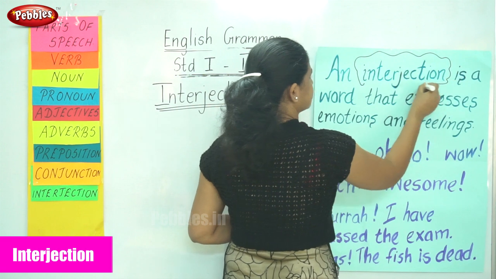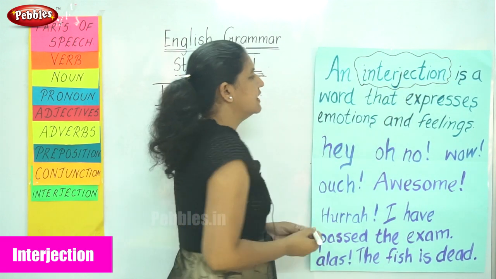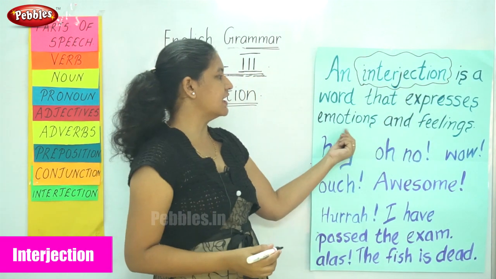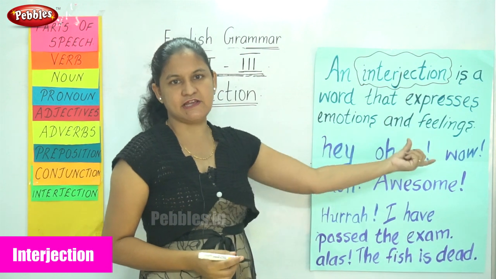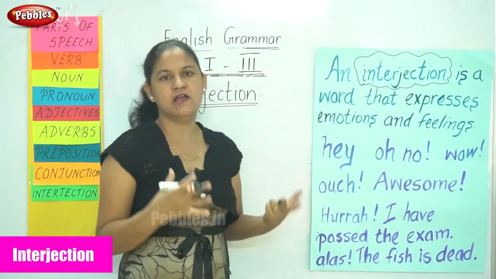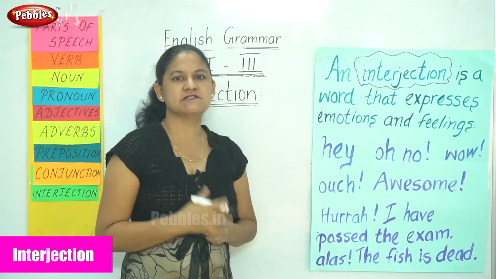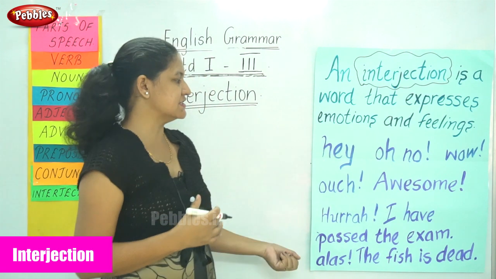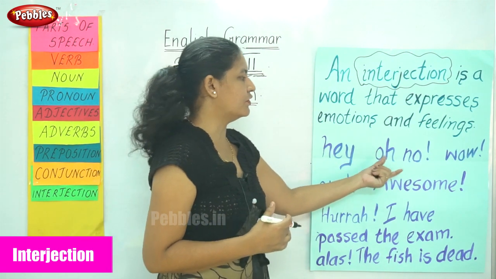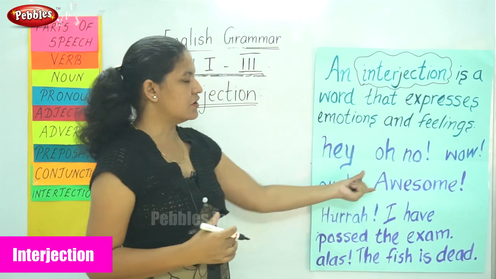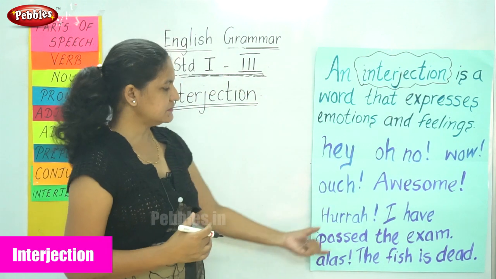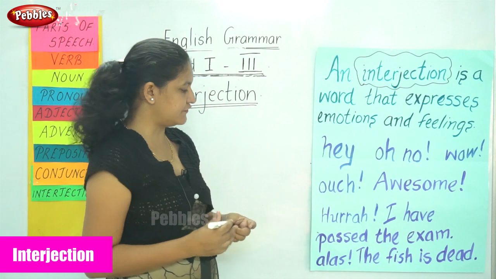So an interjection is a word that expresses emotions and feelings. So you bring out your emotions and feelings in the form of words such as hey, oh no, wow, ouch, awesome, hurrah. So we have an example for you.